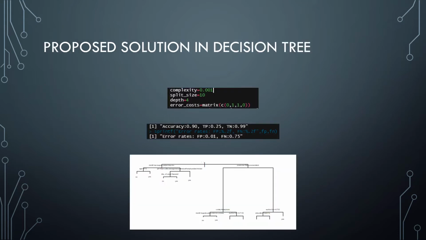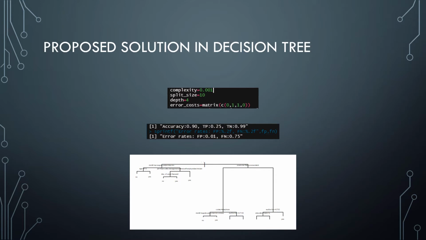So my proposed solution in decision tree is to get the desired outcome. I played with four parameters to get the higher accuracy and lower error rate. The first parameter is tree complexity, which I set to 0.001. This parameter is used to select the optimal tree size and to control the size of the tree.